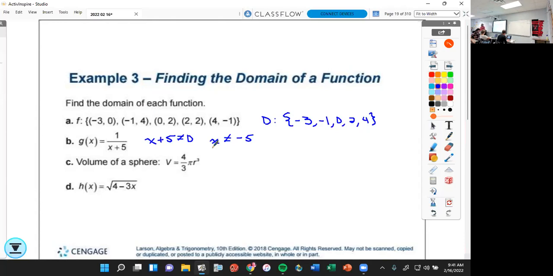You've got a sphere. What can the radius be? A sphere can't have a negative radius? No. Okay, anything else? It can't be zero, because if the radius was zero, what do we have? We don't have a sphere. Okay, so here we go. What's the domain? All real numbers greater than zero. R is greater than zero. That's it. Yeah, and what you said is correct. He said all real numbers greater than zero. Same thing. Okay.